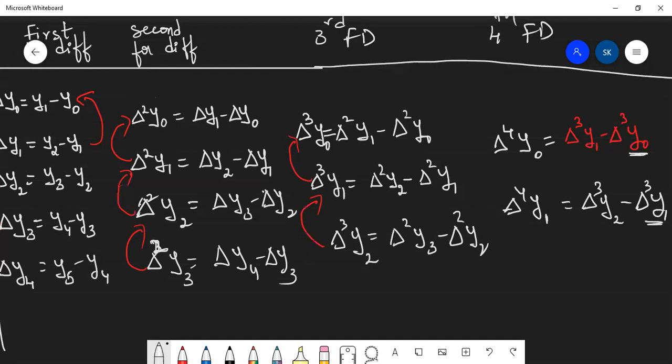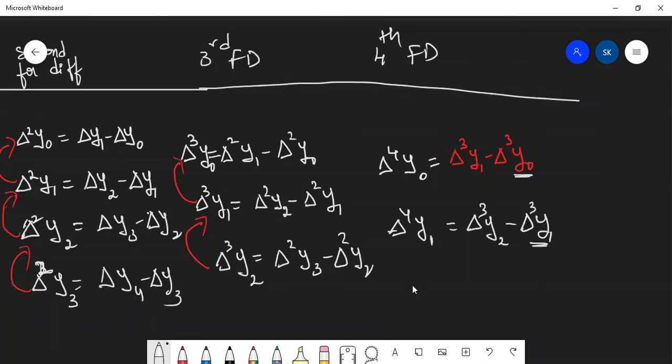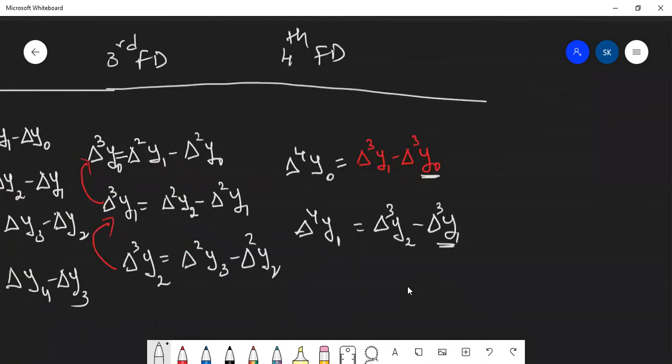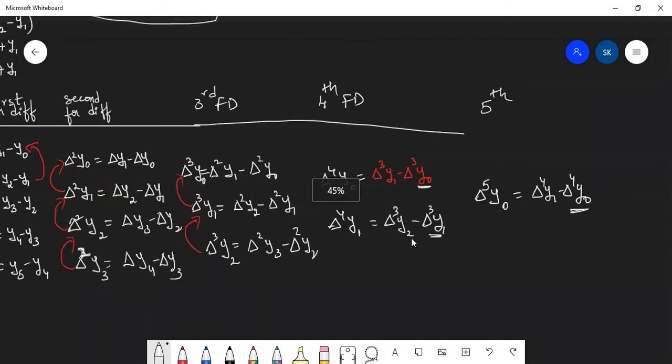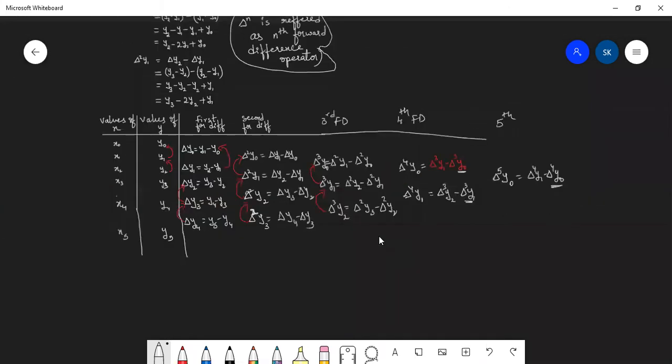Are we done with my table? No. You should continue till you get only a single value in a column. That means you will have the fifth difference also, delta power 5 y, which is delta power 4 y1 minus delta power 4 y0. This is how you form a forward difference table.